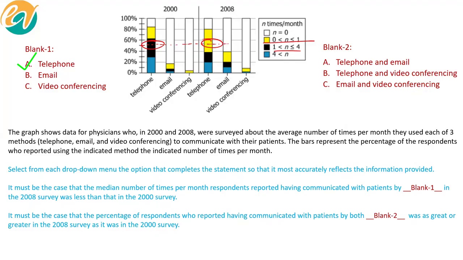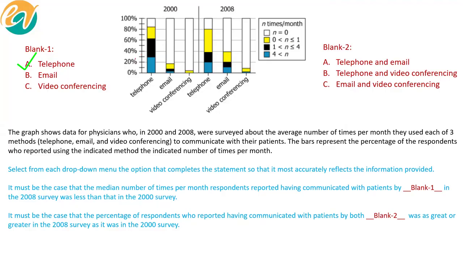So clearly for telephones, the median was lesser in 2008. In 2008, it is between 0 and 1, while in the year 2000, it is between 1 and 4. The median, which is the 50th percent mark. So these are the three options, by the way. So we've done this for telephones.